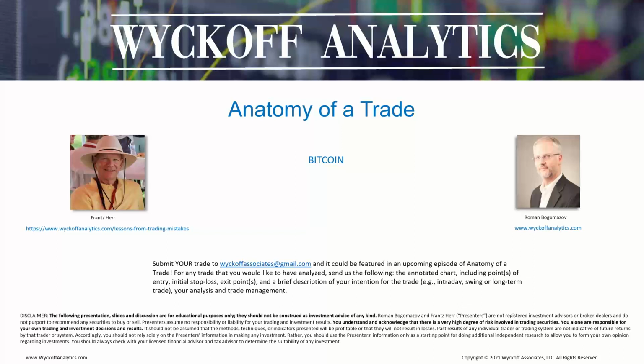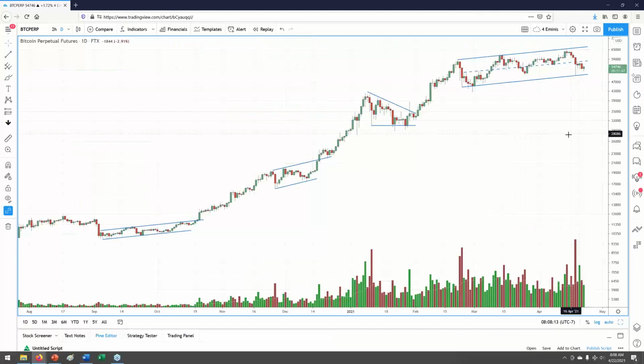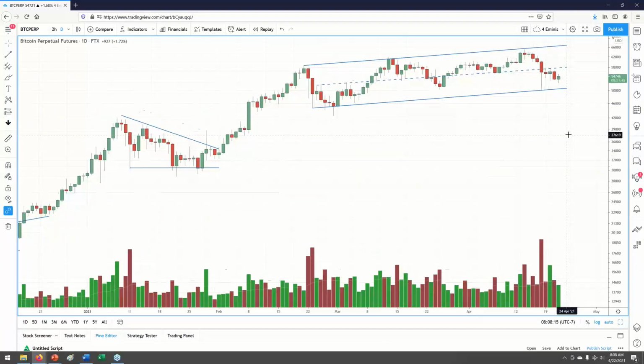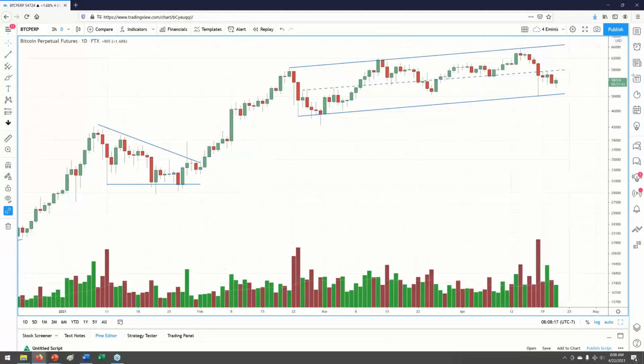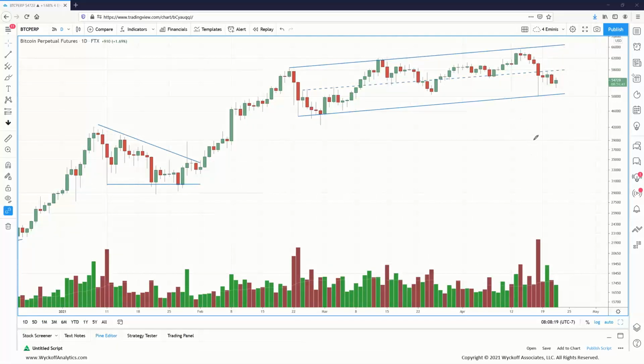Welcome back to another episode of the Anatomy of the Trade. Today we're going to discuss the Bitcoin. It's been a very interesting weekend with the shakeout on the daily chart. So let's start with the analysis of this bar.